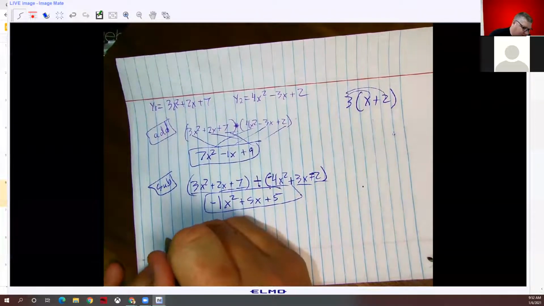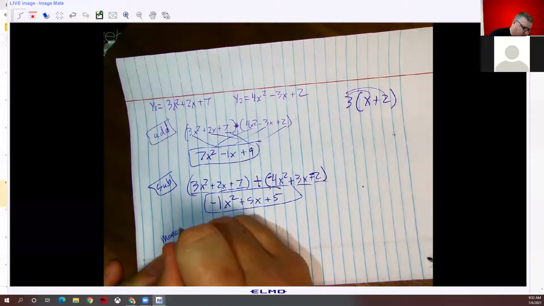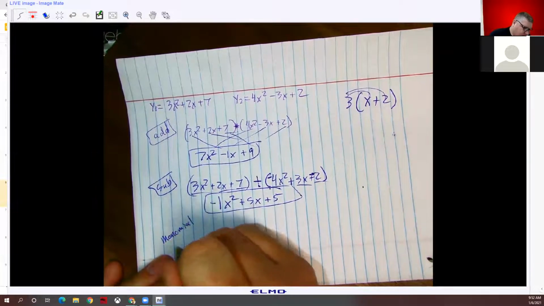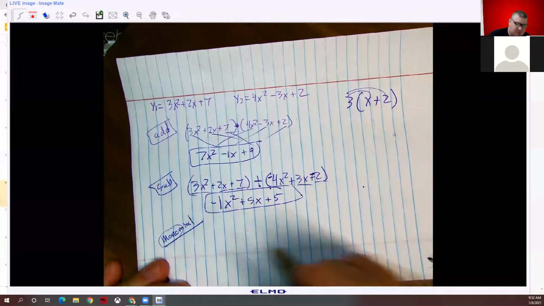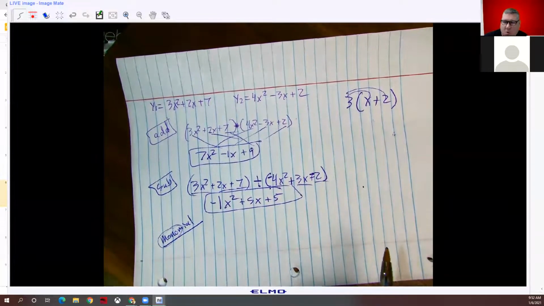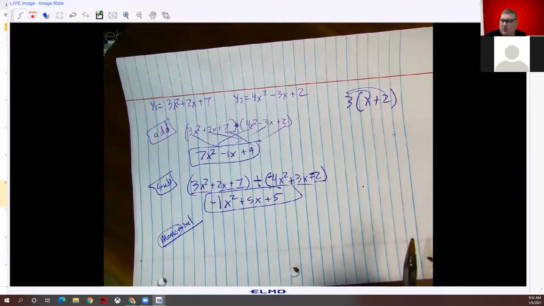The same thing happens with monomial multiplication. Now, what does the word mono mean? M-O-N-O. Mono means what?